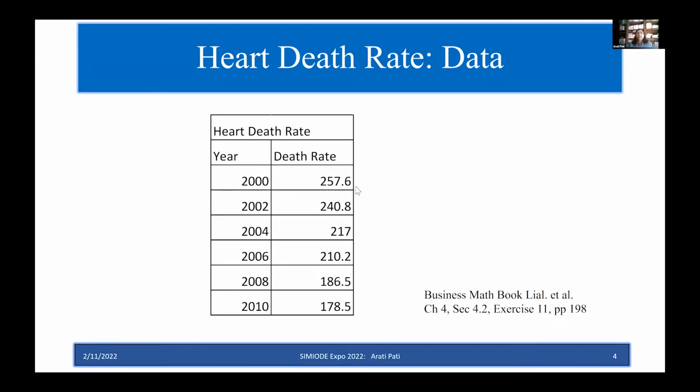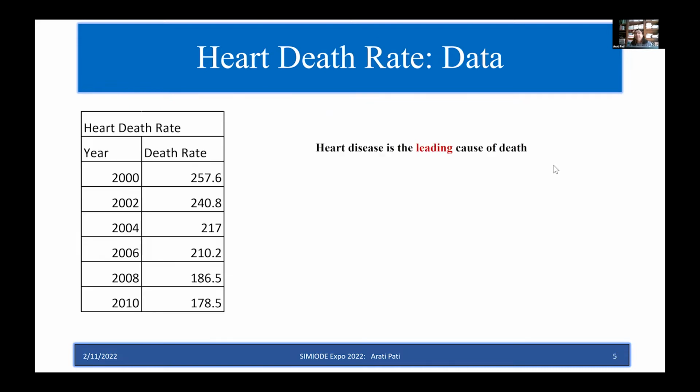So this is data that I received from teaching business math. And here it tells us that during the year 2000 to 2010, the death rate due to heart failure or stroke or related to heart is like this. And if I see this, I see that this is a kind of a decreasing trend. And we can ask this question that we know heart disease is the leading cause of death even now. So how come this thing is decreasing?